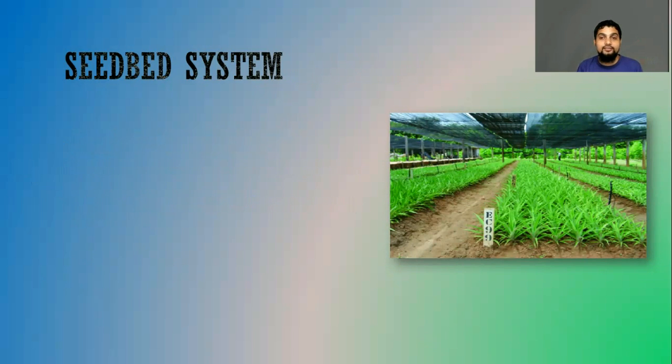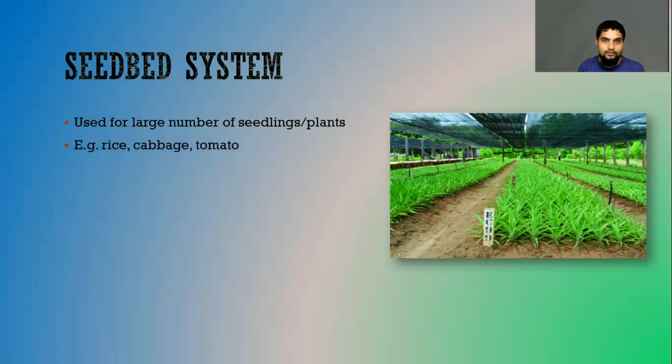Next we have the seedbed system. Seedbeds are used for a large number of seedlings or plants. For example, rice farmers will place the seed directly onto their seedbeds. Or if you're cultivating cabbage, the seed can be planted directly onto the seedbeds. The seedbeds are close to the field plot. The field plot is where you're going to grow the plant after it matures.